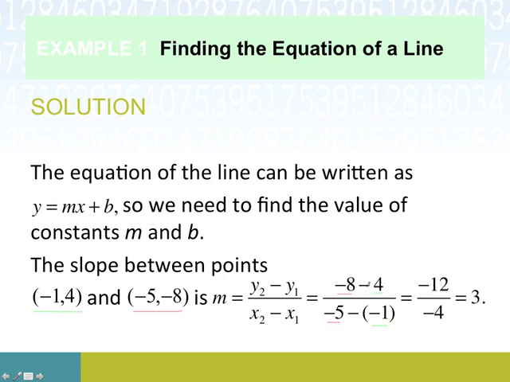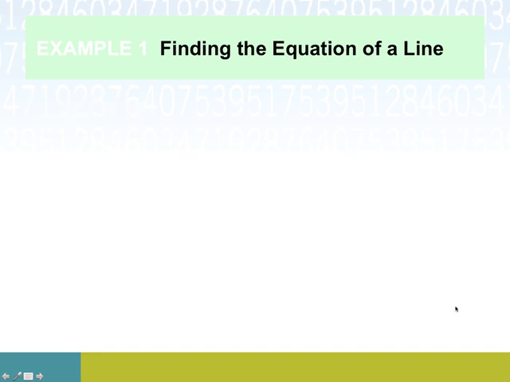All right, and you'll notice that the y values are on top, -8 and 4. The x values are on bottom, -5 and -1 respectively. And then as long as we do our subtraction responsibly here, minus -1 is actually plus 1. -5 minus -1 is -4 on the bottom. -8 minus 4 more is -12, for a grand total of slope 3.